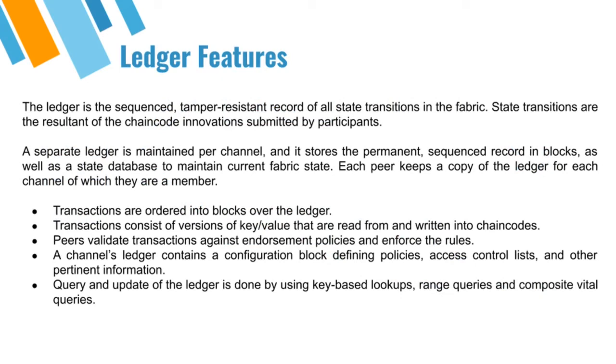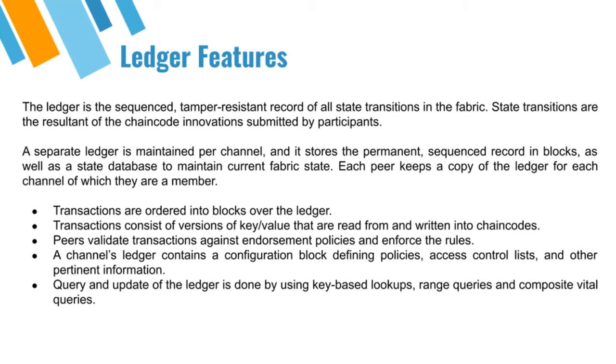Some of the key points about the ledger. Inside the ledger, transactions are ordered in blocks. Moreover, a transaction consists of versions which are key value pairs for reading and writing into the chain codes.